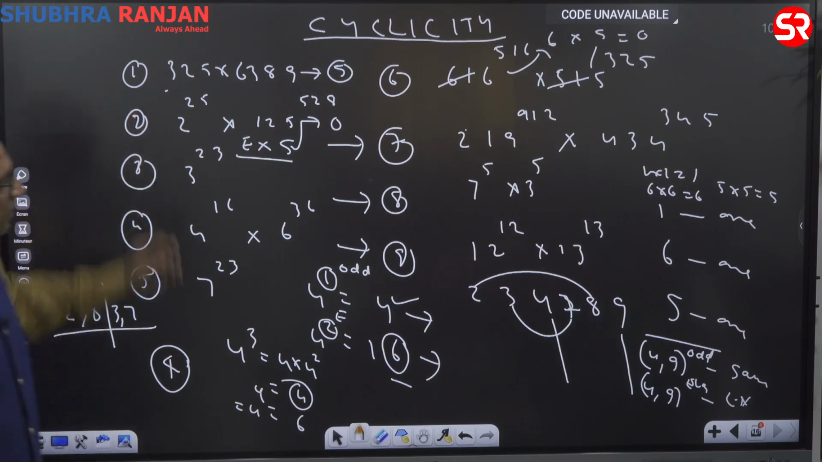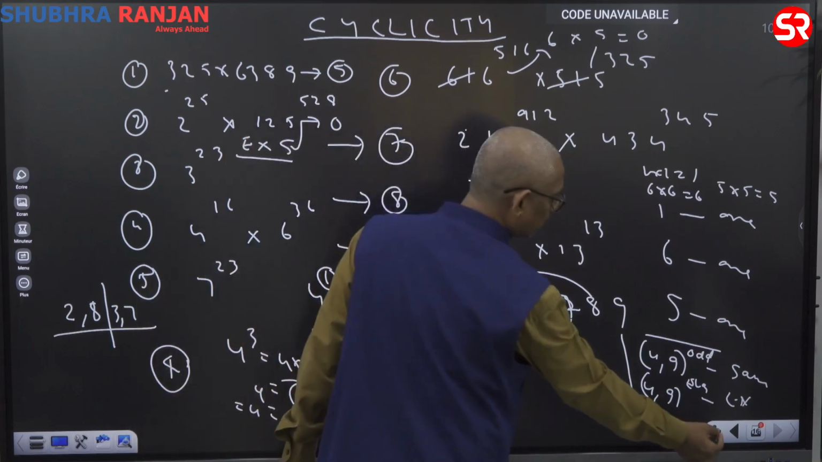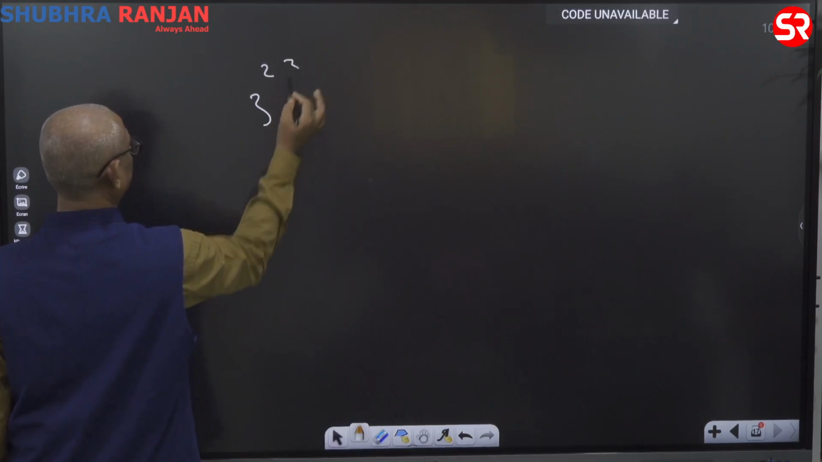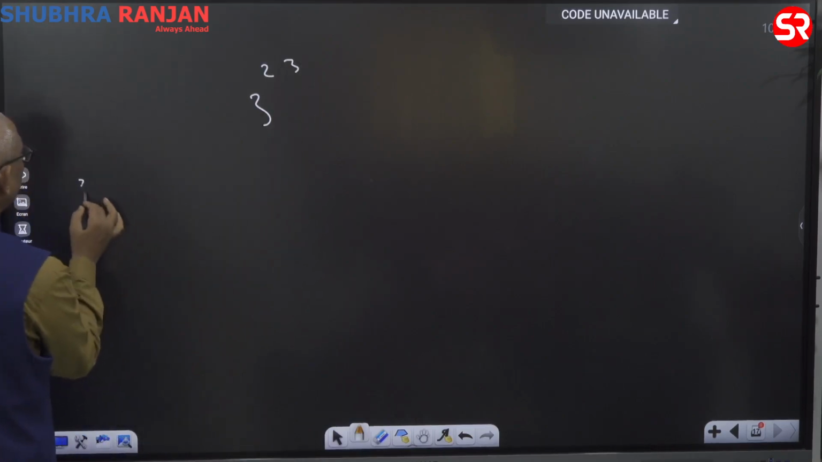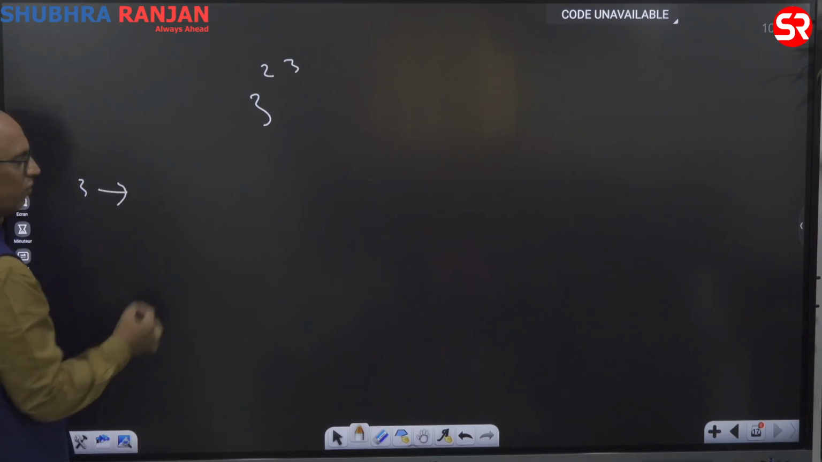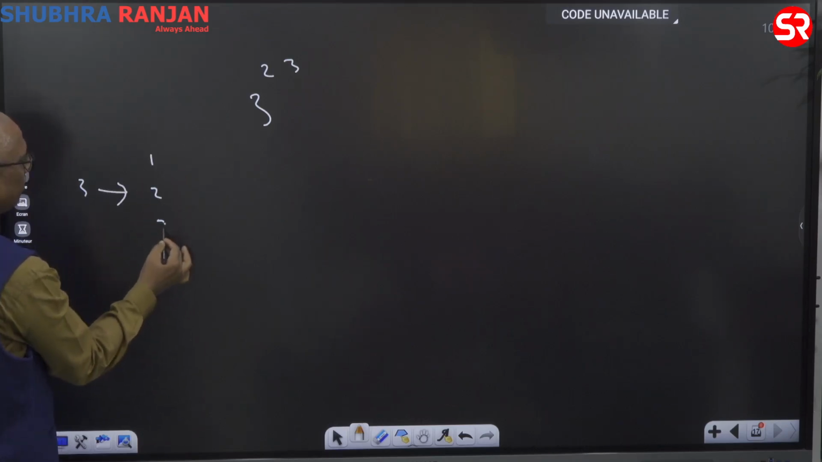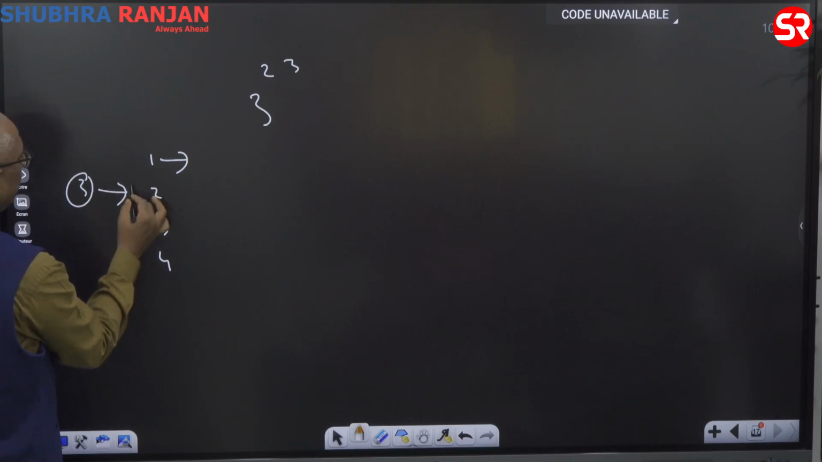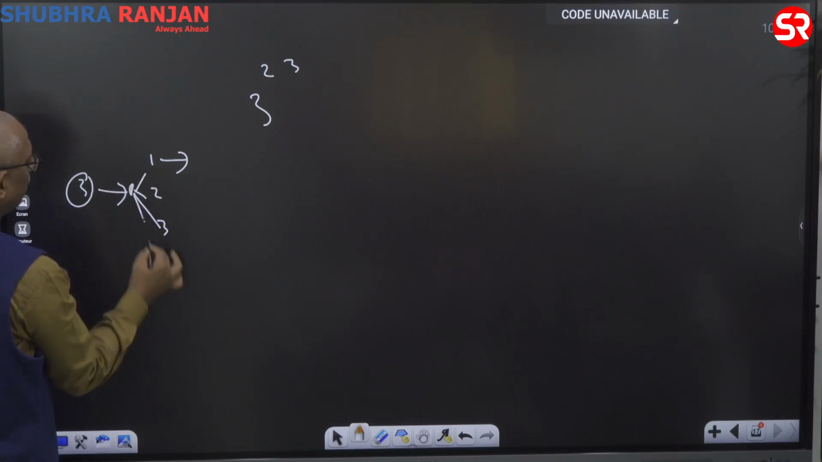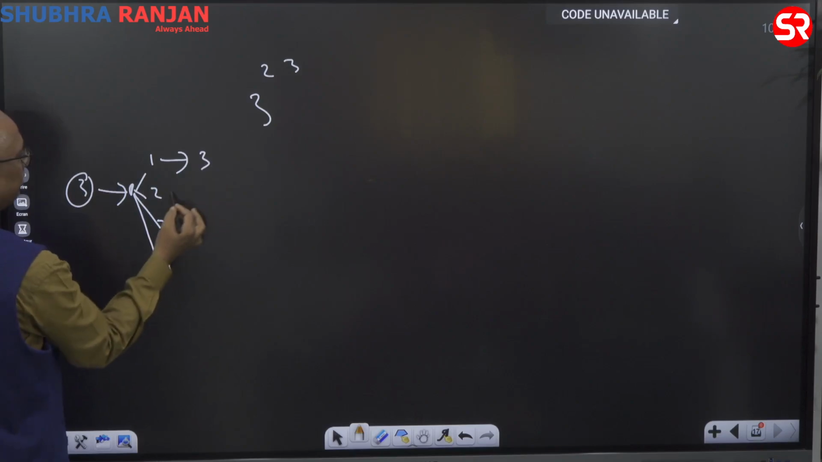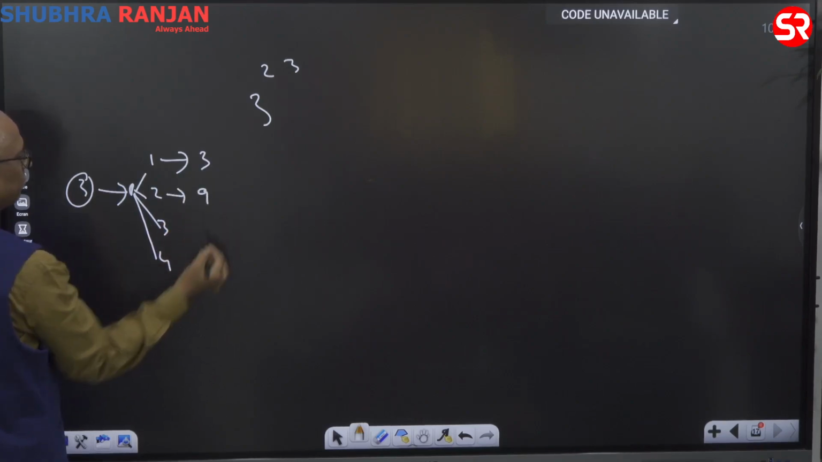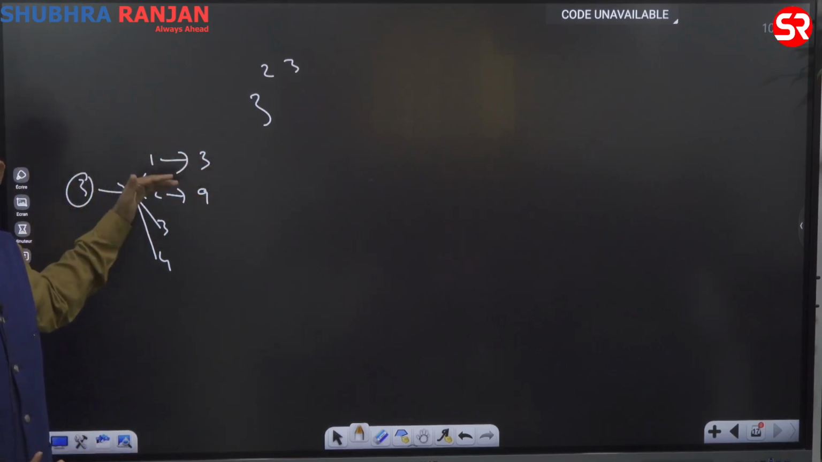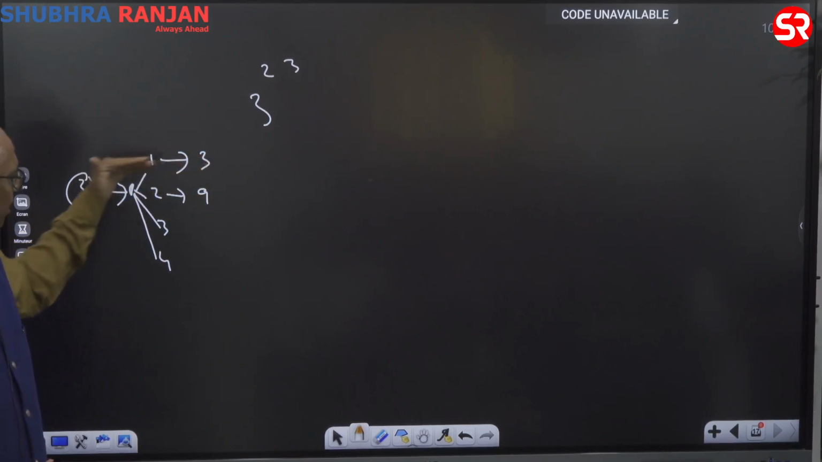3 power 23. So now the question: 3 power 23. For 3 we know the cyclicity is 4. Power 1, power 2, power 3, power 4. So these are the powers. Tell me, what is 3 power 1? 3 power 2? With this information, power 1 is the same number and power 2 is the square.